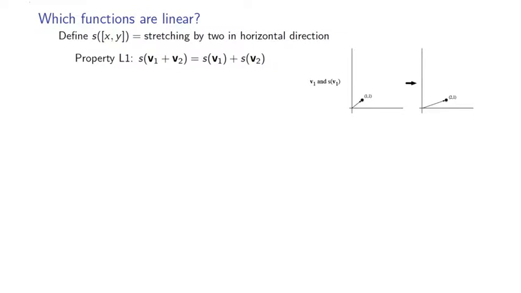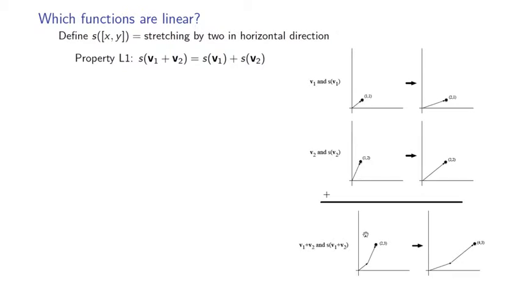We'll illustrate that it is true using an example. Here's a vector v1, and here's its image, s of v1. Here's another vector, v2, and here's its image, s of v2. Now, if we add v1 and v2, we get this vector, v1 plus v2, and its image is s of v1 plus v2 over here. But this same vector is also the sum of s of v1 plus s of v2. So we've shown that s of v1 plus v2 equals s of v1 plus s of v2.